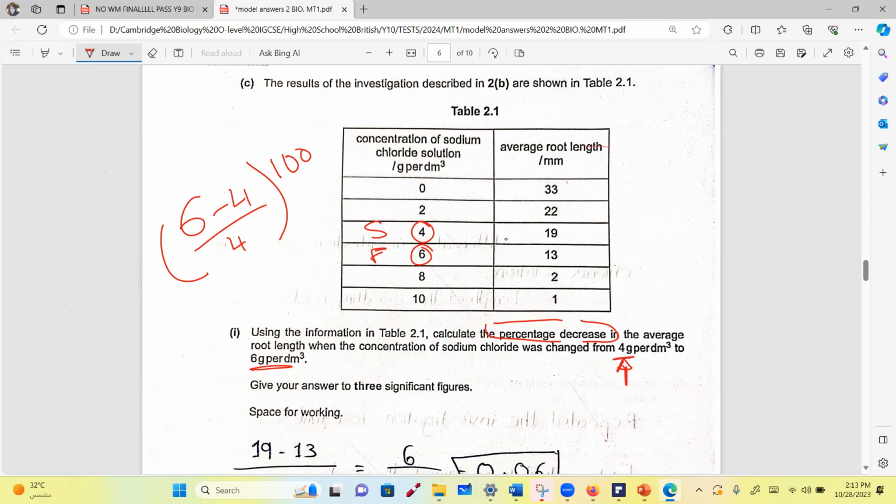Why? Because they did not read the question, because they are in a hurry. They said in the question that we want to calculate the percentage decrease in the average root length. So you will go to 4 and 6, and you will take the average root length, and you will use those numbers in your calculation. So it should be 13 minus 19 over 19, the starting, times 100. It all depends on you reading the question. They said the average root length. So if you use those numbers, there is no excuse. Okay?